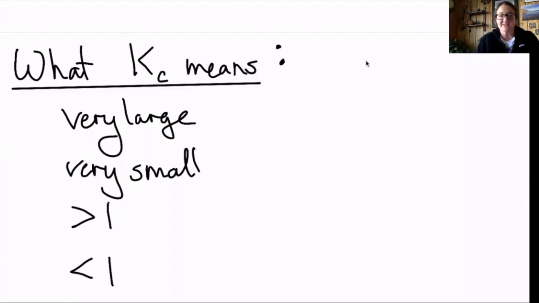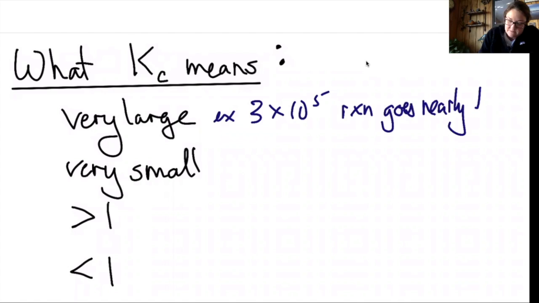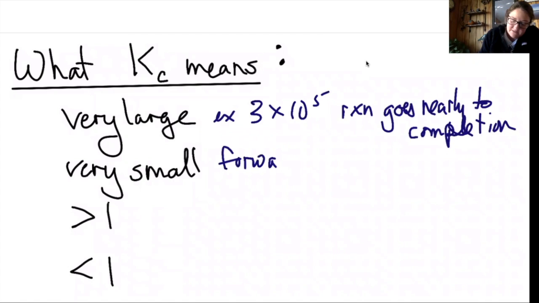The equilibrium constant K tells us something. It's a numerical value. If it's very, very large, for example, I don't know, 3 times 10 to the fifth, what that tells us is the reaction goes nearly to completion. If it's very small, the forward reaction barely happens.